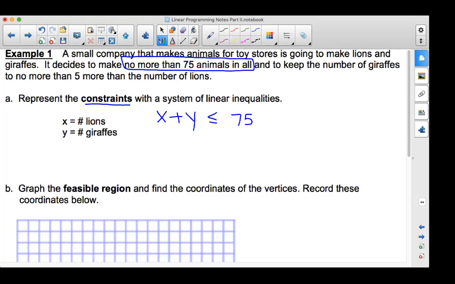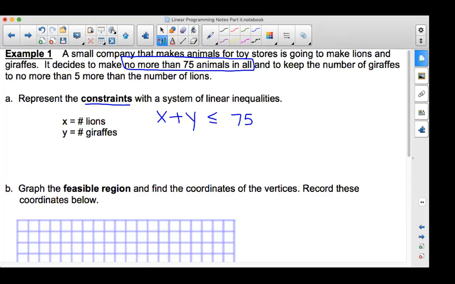So my animals together, both of them, I can't make more than 75 because the toy store has other things. Think when you go to the zoo, I don't know if anybody's been to the zoo lately, but as soon as you come up the big elevator, and then there's the restrooms, and then right in front of you, they have that toy store, the stuffed animal store at the zoo. Trinkets, anything you want from the zoo. So they only are gonna have a certain number of lions and giraffes because they need other animals as well.